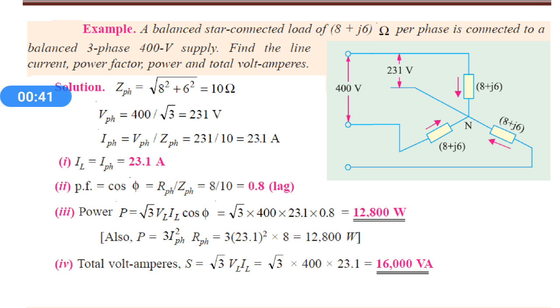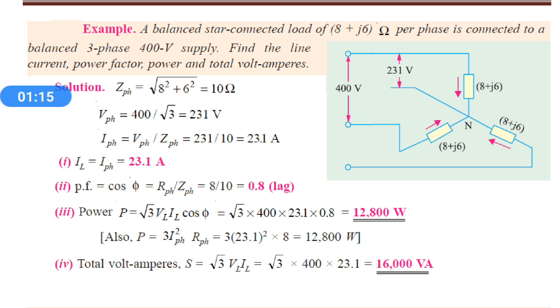A balanced star connected load of 8 plus J6 ohm per phase is connected to a balanced 3 phase 400 volt supply. Find the line current, power factor, power and total volt ampere. So here the given data is the star connected load. The load details are given, 8 plus J6. It is in rectangular format. The plus sign indicates it is an R plus XL format.